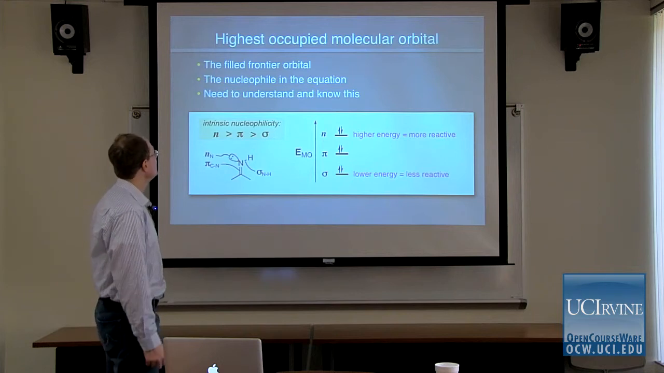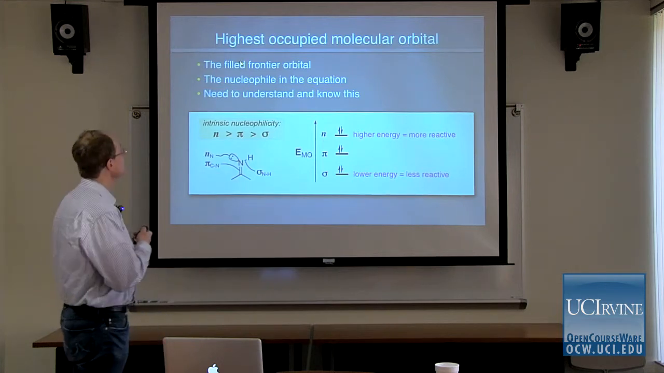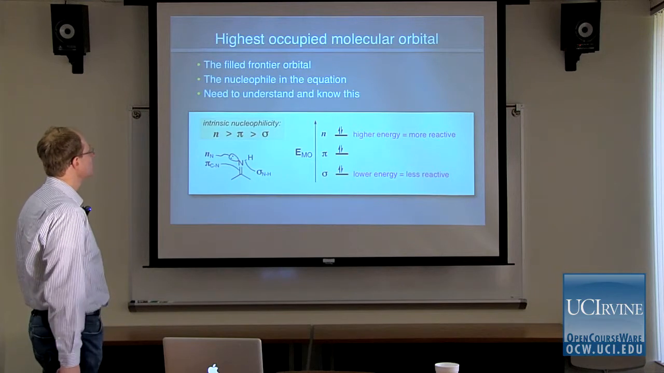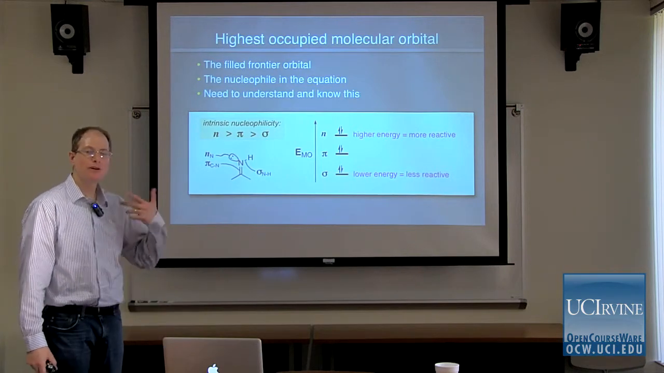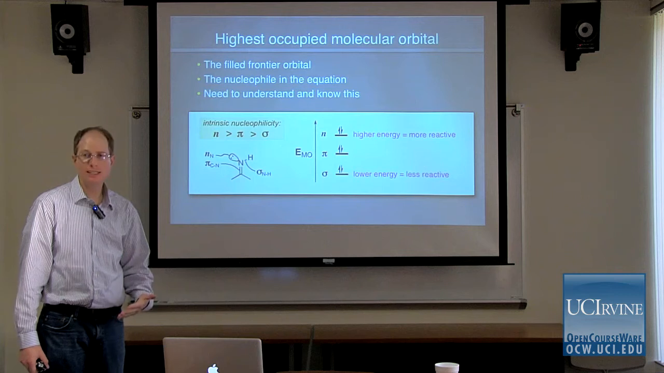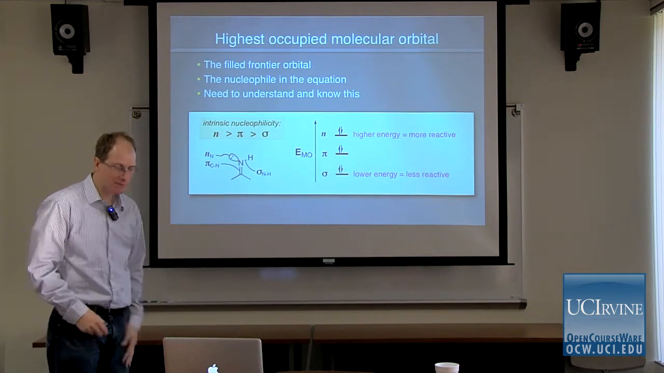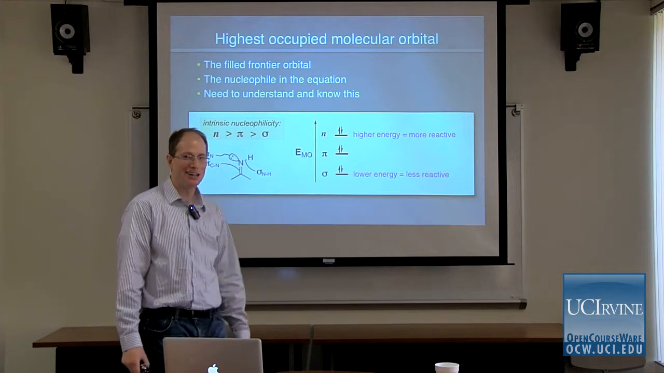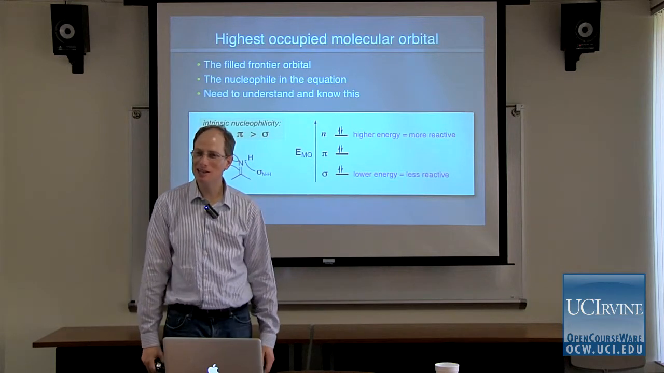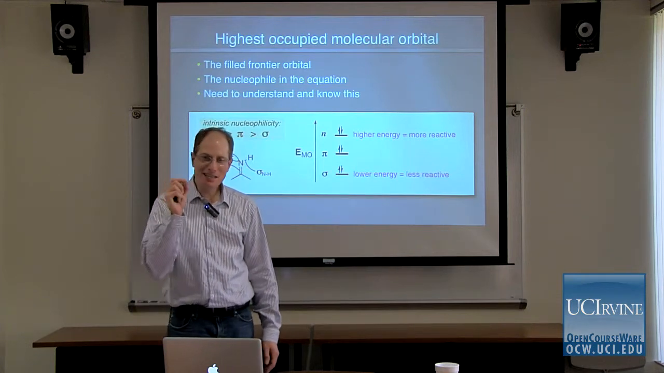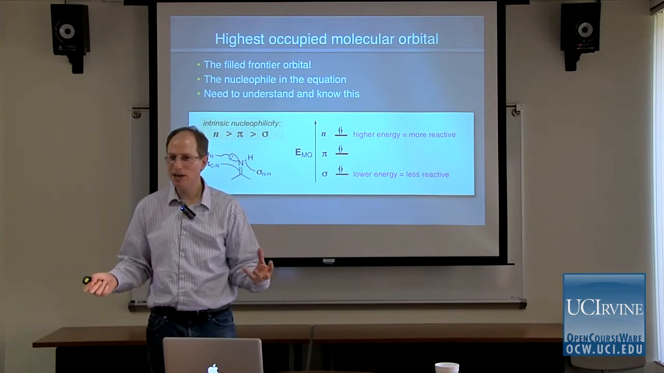What does this mean? What this means is that this highest occupied HOMO is the filled frontier orbital. And this is the orbital from whence all nucleophilicity, all basicity springs forth. I apologize for the kind of antiquated English, but really that's how I think about things. This is the orbital that is the business end of this complicated molecule.